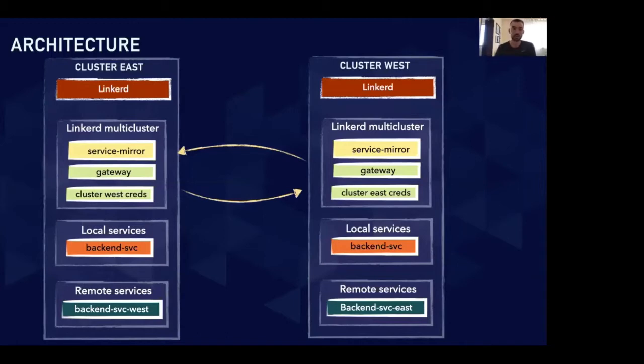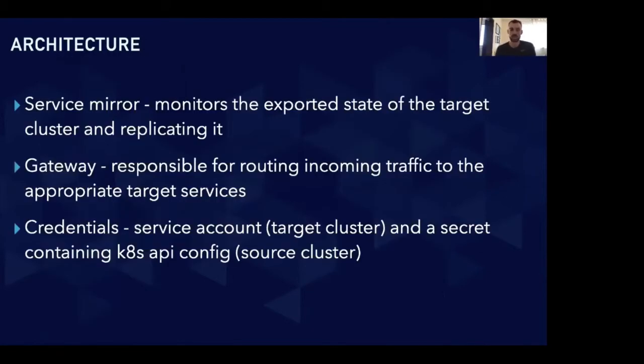And then you have the Linkerd multi-cluster components, which consist of the service mirror, the gateway, and cluster credentials. And then you have your local services that might have pods or other pods behind them. And then you have the remote services that are effectively proxies for services that live on the target cluster. So the service mirror controller is actually responsible for monitoring the exported state of the target cluster and replicating it. This is done using client-go and Kubernetes informers in order to continuously monitor the state of the services on the target cluster.